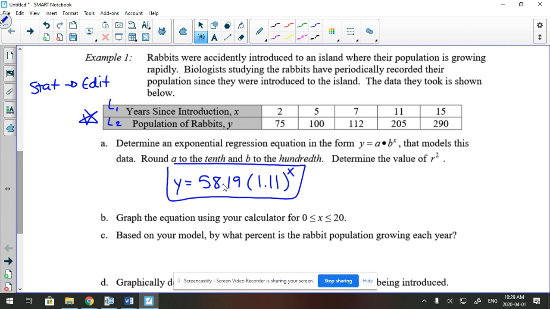And it also wants me to determine the value of r squared, the coefficient of determination. And that automatically pops up because you turned those diagnostics on. So I know this models it pretty accurately.